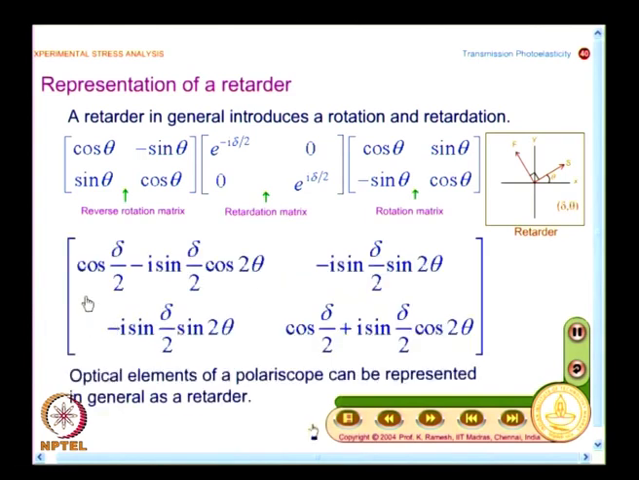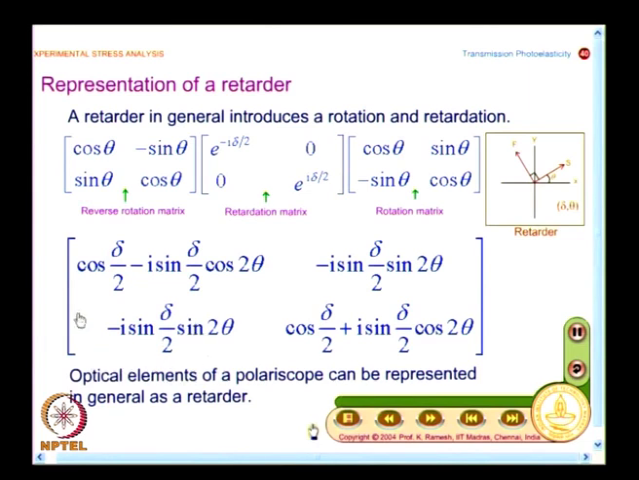So, I have this as cos delta by 2 minus i sin delta by 2 cos 2 theta, and I have this as cos delta by 2 plus i sin delta by 2 cos 2 theta. If you look closely, there is only one small sign change between the diagonal elements, and I have this as minus i sin delta by 2 sin 2 theta, and this is minus i sin delta by 2 sin 2 theta.